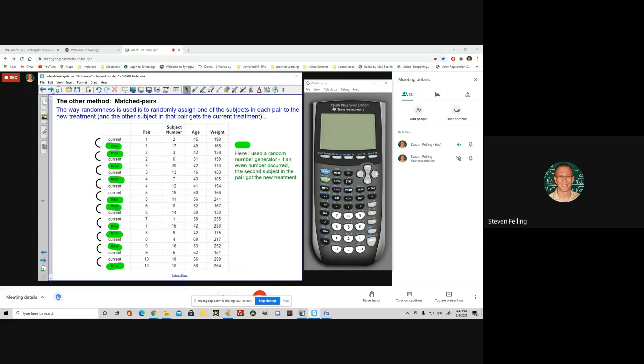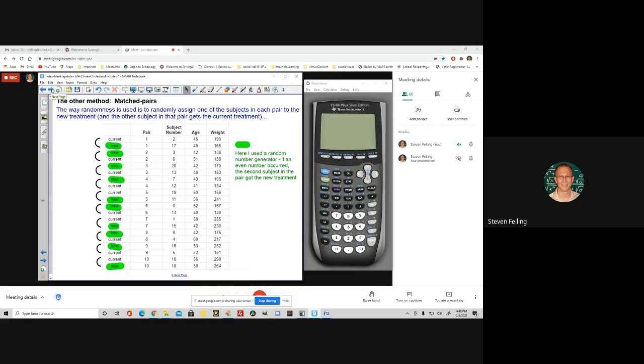So we pair up on that initial thing. And then the way randomness is used is we still have to involve randomness. So we take each pair and then we randomly assign one of them the new drug and the other one the old drug. So what I did here was I used a random number generator. And if I got an even number, then I gave the new drug to the second one in the pair. And if I got an odd number, I gave the new drug to the first one. So in this pair, the second person got the new drug, and this pair the first one, this pair the first one, second one, first one, second one, first one, first one, second one. All right.